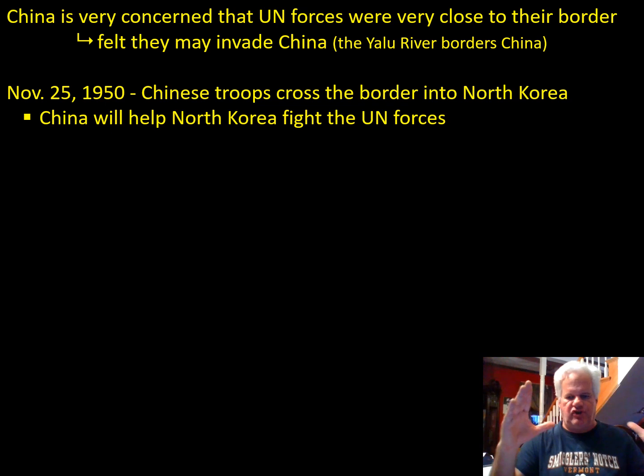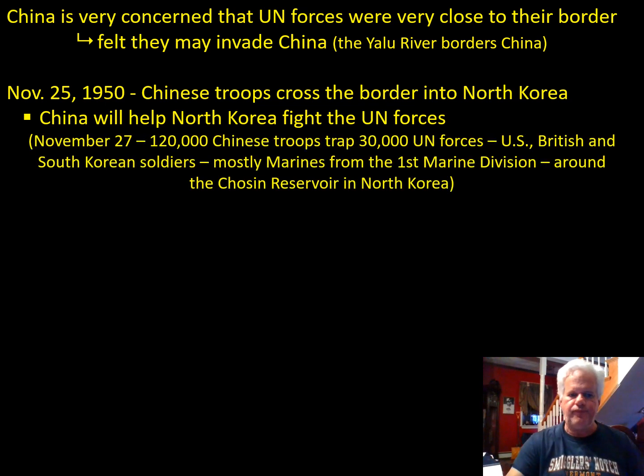Again, it was just the small North Koreans, but now we have this massive military of the Chinese fighting on their side. So the war is totally different. Now, within a couple days, 120,000 Chinese troops trap about 30,000 UN forces, US, British, and South Korean soldiers. Most of the forces are the Marines from the 1st Marine Division, and they're trapped around the Chosin Reservoir in North Korea.